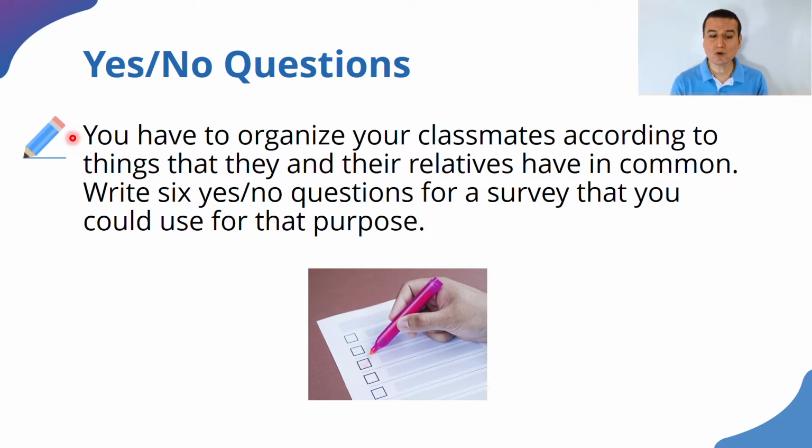It says, you have to organize your classmates according to things that they and their relatives have in common. Depending on what they have in common, you have to put them into groups. All right. That is a task. Write 6 yes/no questions for a survey. A survey is a list of questions that they have to complete for you to collect some data, some information about them. Write 6 yes/no questions for a survey that you could use for that purpose.